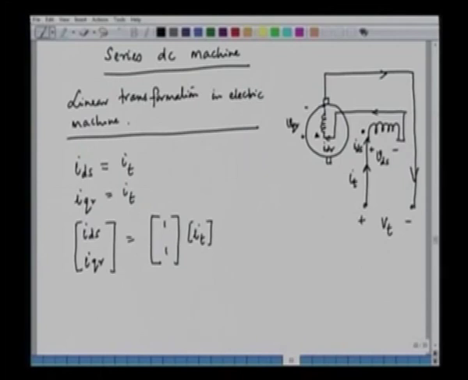So this is an interesting equation which relates the actual variable with the primitive variable. Now this variable is the actual variable. Now this variable is the primitive machine variable. And this matrix 1 1 is called the connecting matrix. So I can call this matrix C, and C is called the connecting matrix.